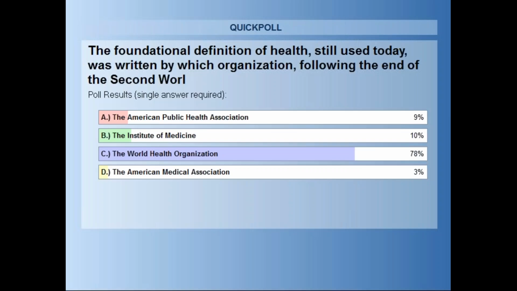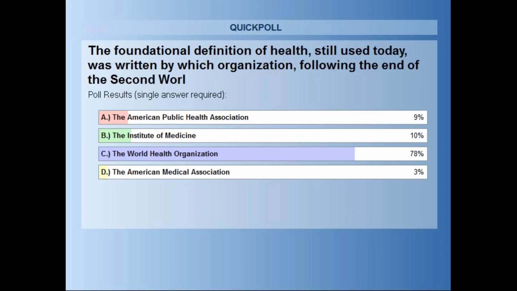Yay, that's the right answer. Yeah, so that's the right answer. The definition that many of us view as the foundational definition of health, a complete state of physical, mental, and social well-being, and not merely the absence of disease or infirmity, was written at the formation of the World Health Organization, which was formed as part of the United Nations after the Second World War.